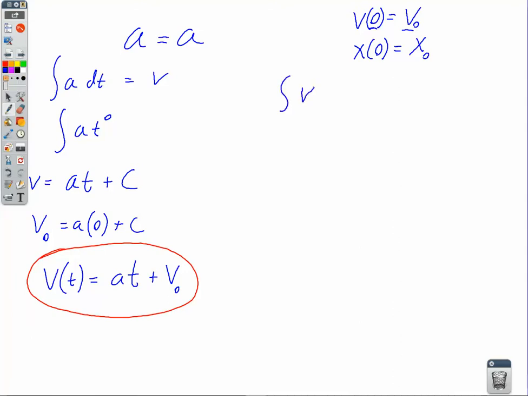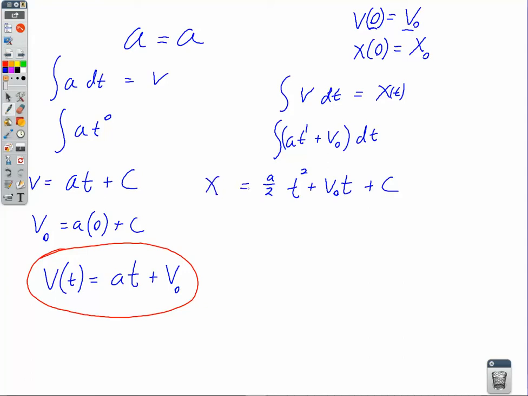So we're going to integrate the velocity with respect to time, and that's going to give us the position function. So we're going to integrate that function we just came up with, at plus v naught, with respect to time. So let's see here. This is t to the first, right? So we get t squared, and we divide a by the new exponent, a over 2, plus v naught. That's a constant. Remember, the integral of any constant is the constant times your variable. So that's going to be v naught times t. We get that pesky constant of integration again. This is our position function.